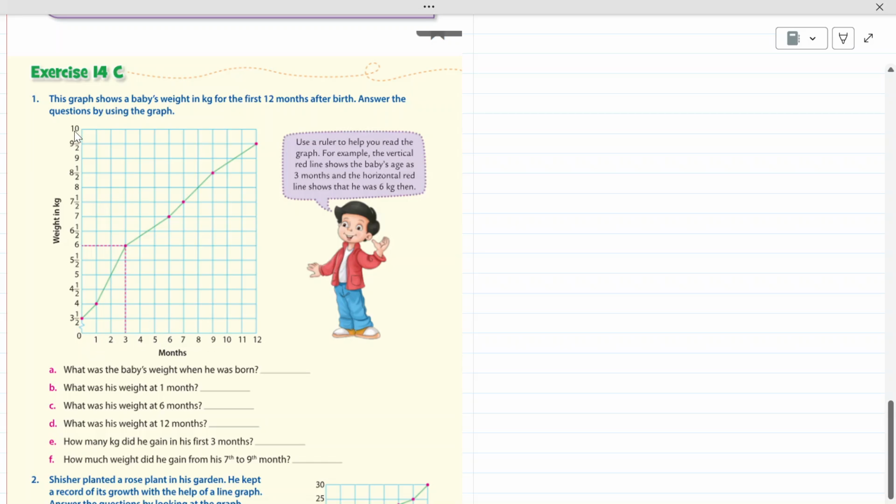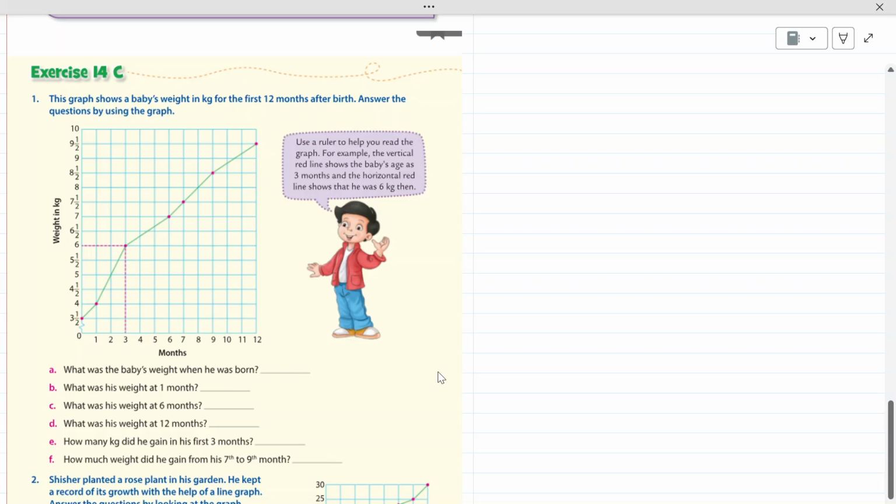And then in the vertical axis, the weight is plotted in kgs. So when the baby was born, that is at 0, the weight was 3.5 kgs. When he was 1 month, the weight was 4 kg. At 2 months, the weight was 5, at 3, the weight was 6, and so on.